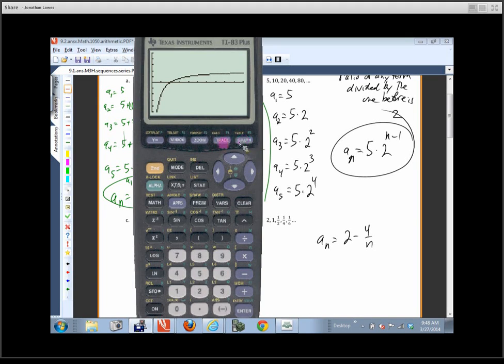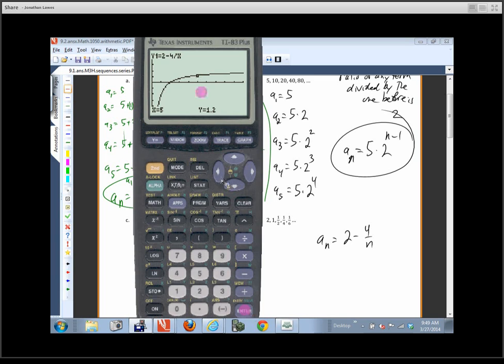And then here's what we're going to do. Hit trace and type in a 1. What do you get when you plug in a 1? A negative 2. Then plug in a 2. Then plug in a 3. Okay, so 2/3. Then plug in a 4. Then plug in a 5, and so forth.